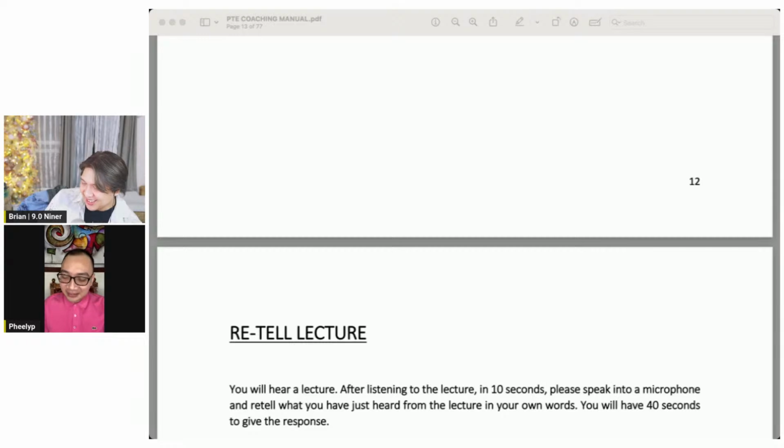I have one. Yeah, actually, in the PTE, sometimes you get two, sometimes you get one, and for repeat sentence, sometimes you get more. But of course, this is just a sampler, so we're just doing one today. Okay, let's do the set.